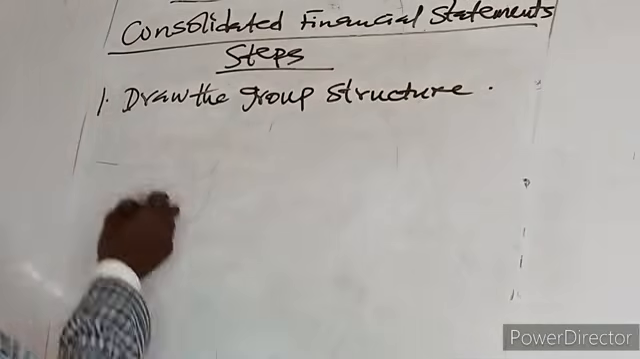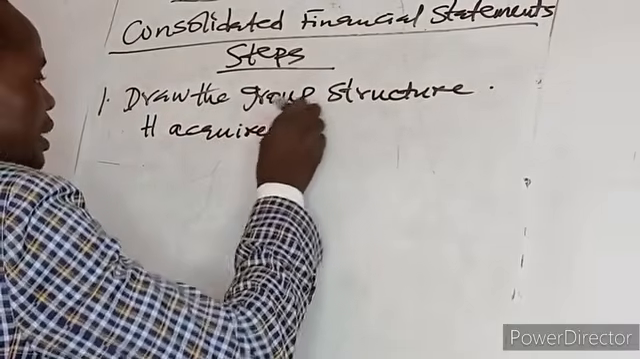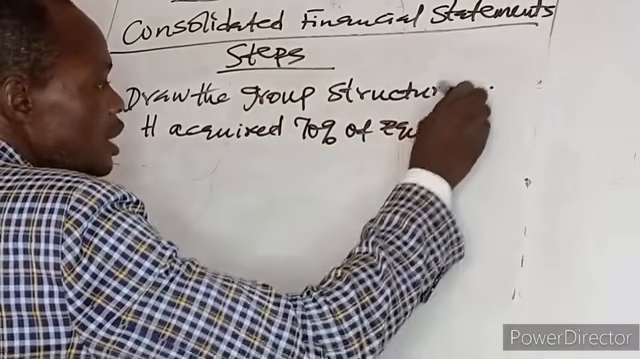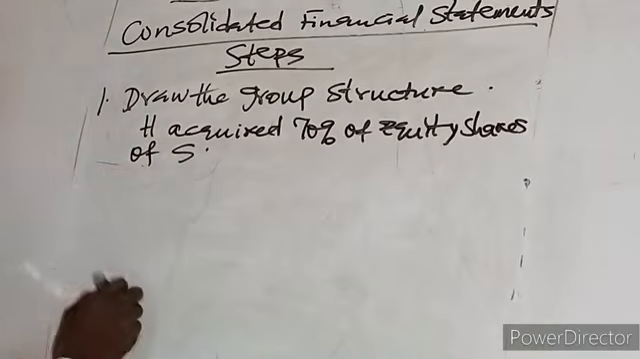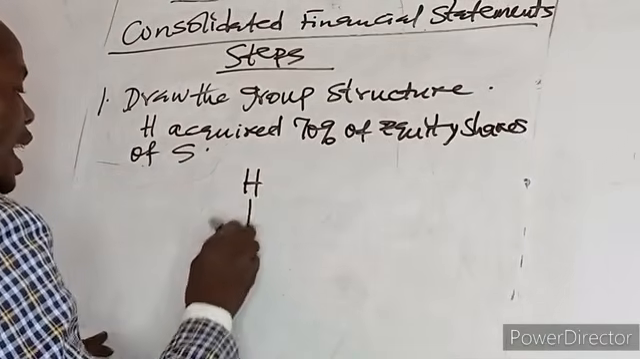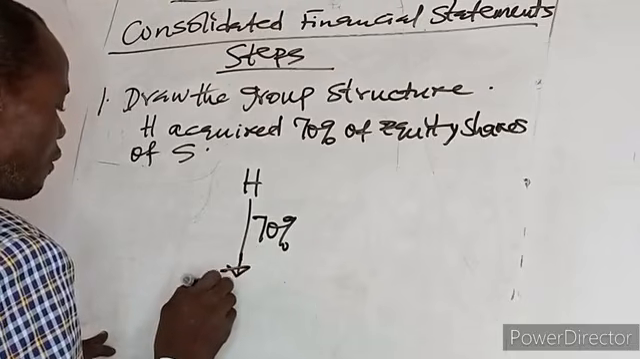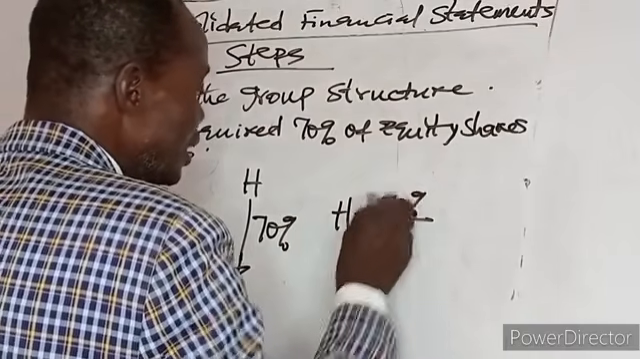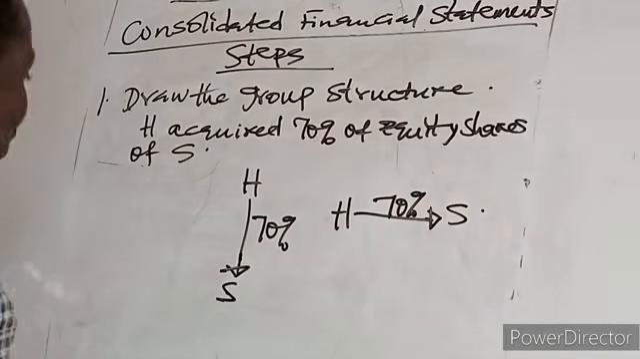Now, you draw the group structure, for example, H acquired 70% of equity shares of S. So to draw the group structure, you can have H acquires 70% of equity interest of S. That is a simple group structure. You draw the group structure. That is the first step.